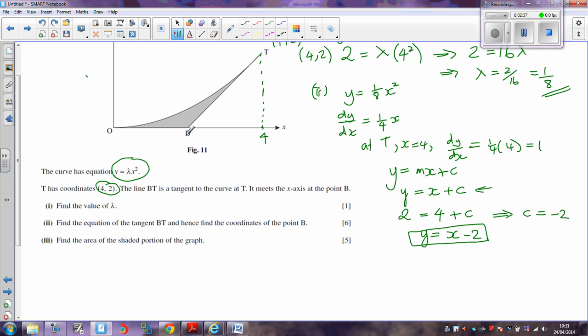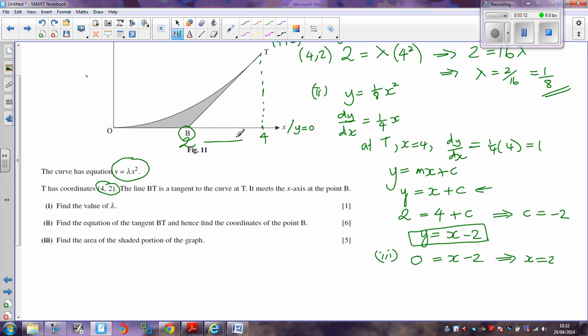First of all, though, to find the area of this triangle, I need to know the coordinates of point B. And point B is where this tangent, y equals x minus 2, meets the x-axis. Now, where something meets the x-axis, remember that the x-axis has equation y equals 0. So where the tangent meets the x-axis, y is equal to 0. So I'm just going to put that into the equation of my tangent. So if y is equal to 0, 0 is equal to x minus 2. And that tells me that x is equal to 2. So at this point here, B, the x value is 2.